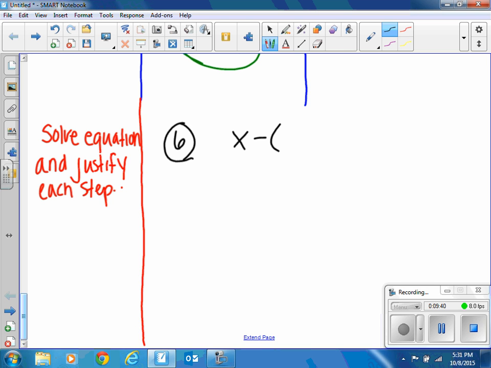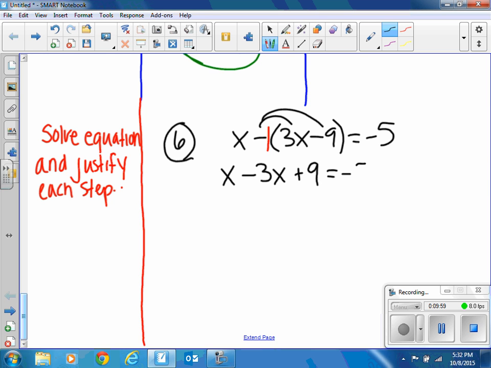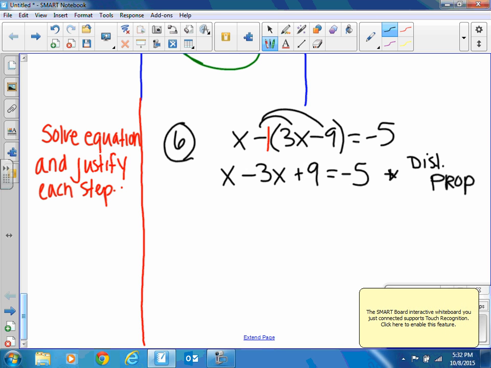So x minus 3(x minus 9) is equal to negative 5. Well, what are we going to do first? We know the first thing we do with these, there's a little 1 in there, is distribute. So our x comes down. Negative 1 times 3x is a negative 3x. Negative 1 times a negative 9 is a positive 9, and that's equal to negative 5. Well, what is that? That is the distributive property.